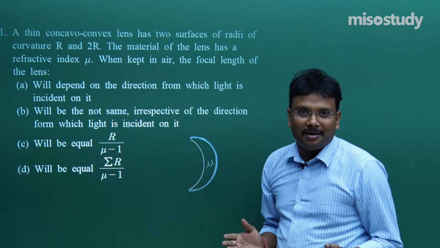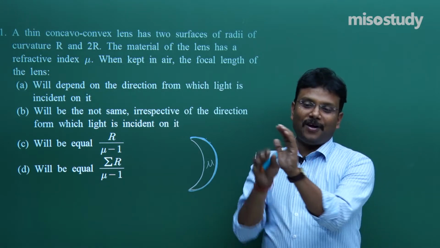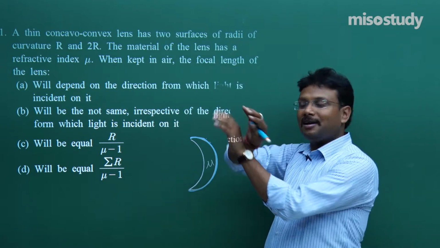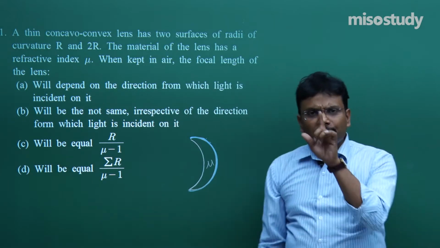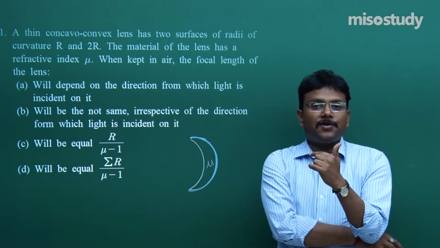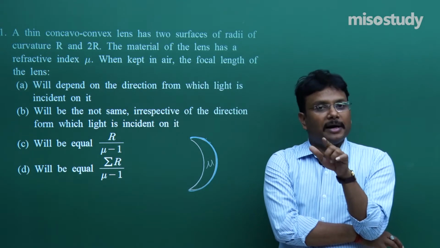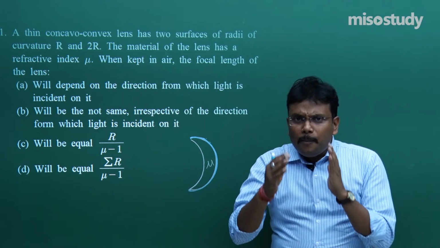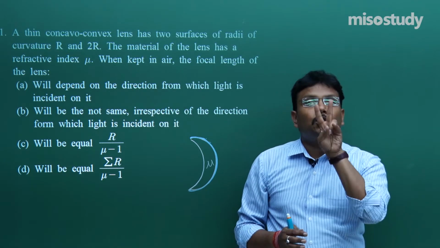The question is simple, but what they did, they combined two lenses, fine, in this fashion, and then you have to find the focal length. For a simple single lens, 1 upon f is equal to (mu minus 1) within bracket 1 upon r1 minus 1 upon r2. The problem is, you have to use the same formula but twice.